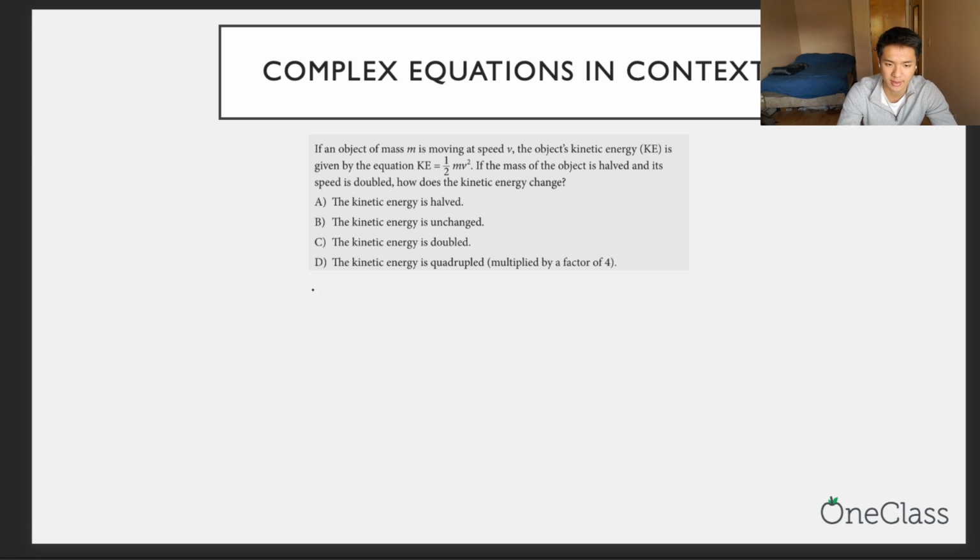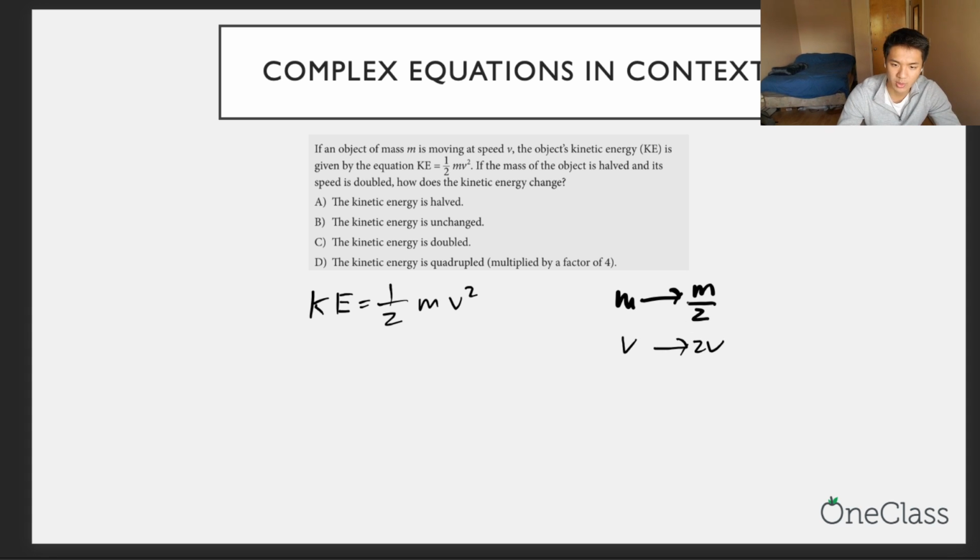Okay, so let's represent this. In our equation, we're given that KE is equal to 1/2 times m v squared. So the question is, what does it change? If the mass of the object is halved, that means m becomes m/2. And its speed is doubled. Well, speed is represented by v, so v becomes 2v. Now we just want to substitute this back in.